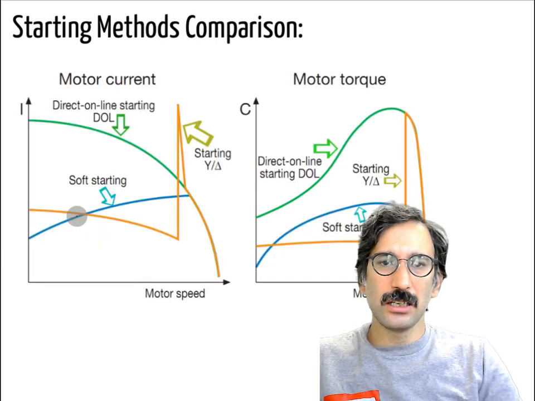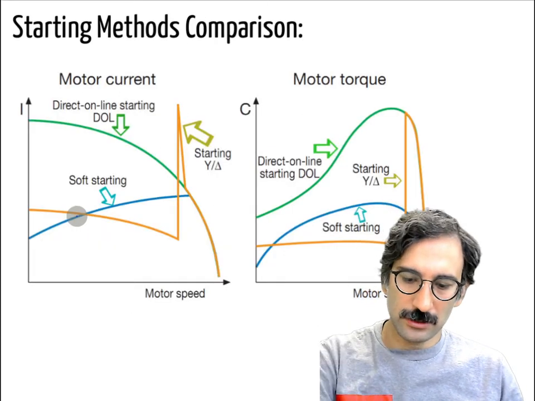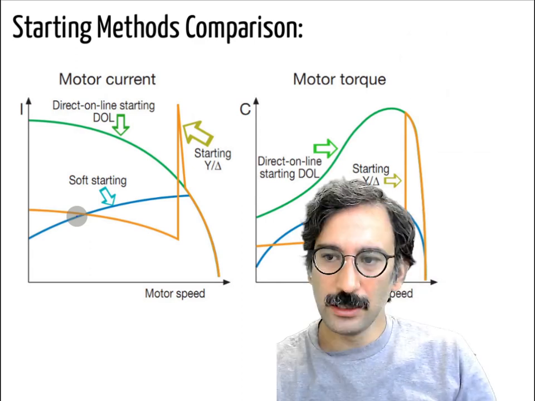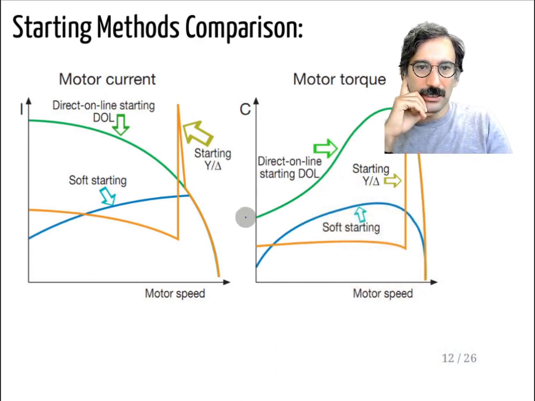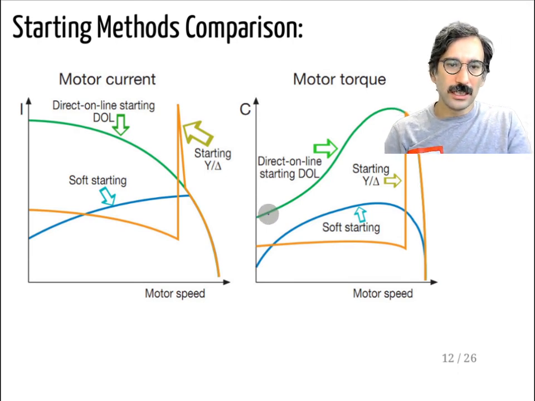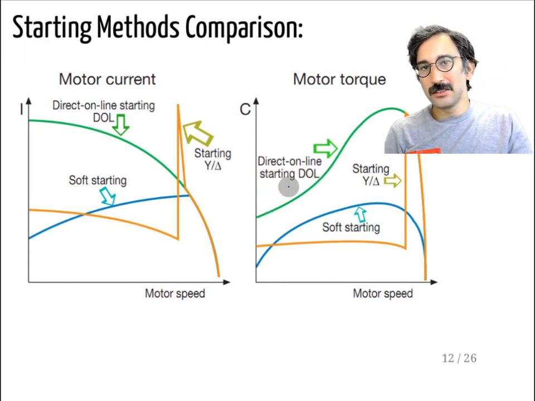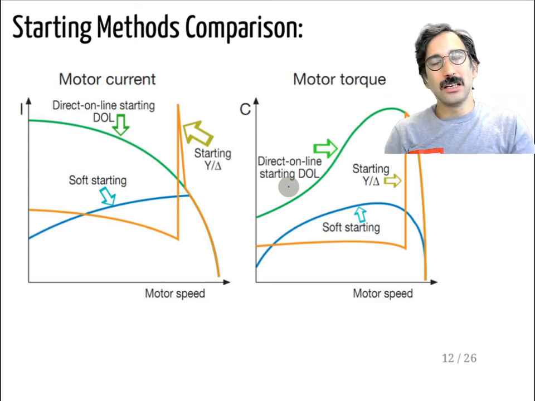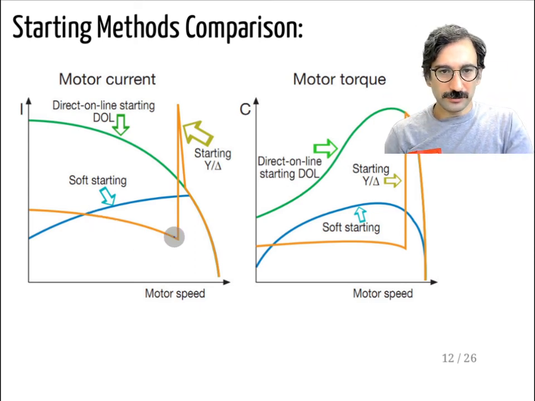Okay, so here let's compare different starting methods. Here the green one is direct online starting, also called DOL. Direct online starting means you don't have anything, you just plug it into the grid and your machine starts generating some torque, reaches the maximum torque point, and converges to the operating point.